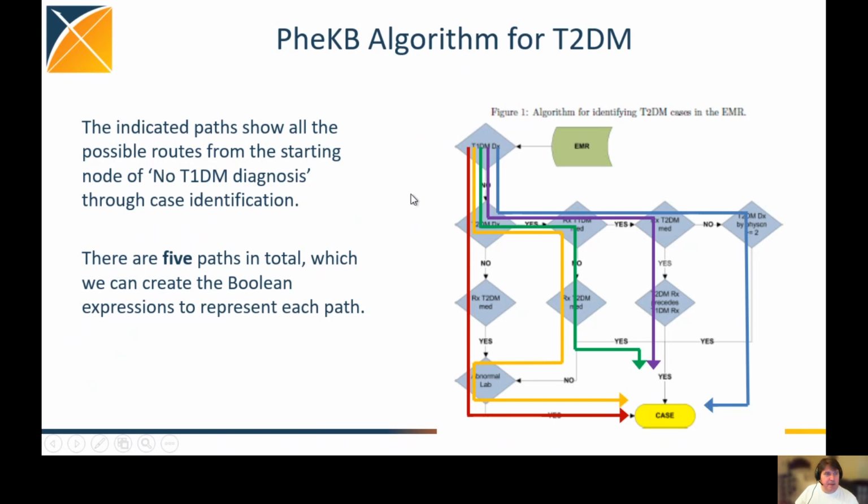So these indicated paths show all the possible routes from the starting node of no type 1 diagnosis through case identification. There are 5 paths in total, which we can create the Boolean expression to represent each path. Each of these paths is represented by a different color, and you can see that following each unique path will lead us to a case.